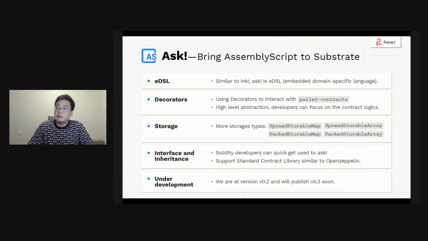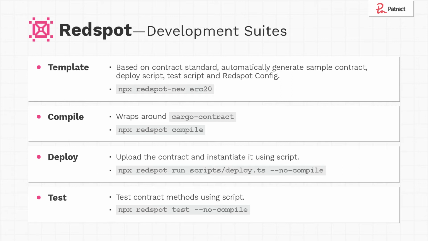So the current development stage of Ask is still at 0.2. We will be publishing a 0.3 in the near future, that will be the production code to be used. Redspot is our main player today, so we'll be covering a lot in our workshop.